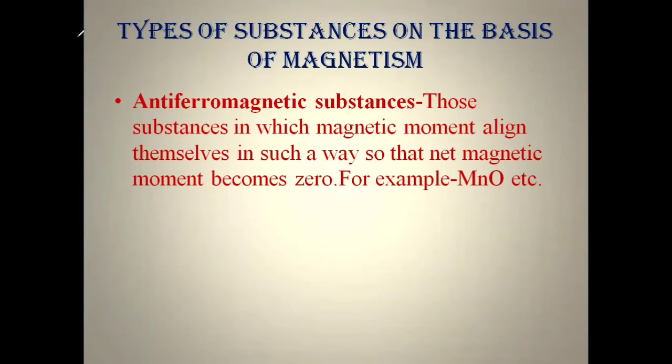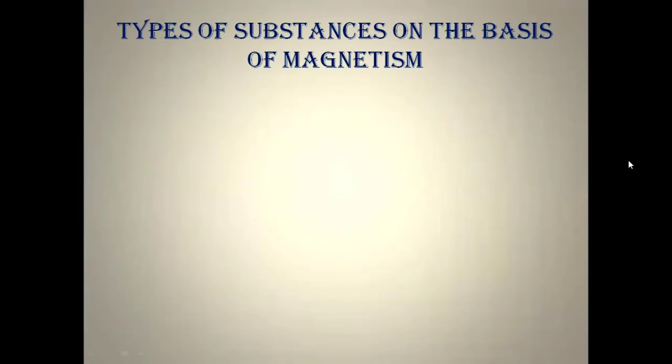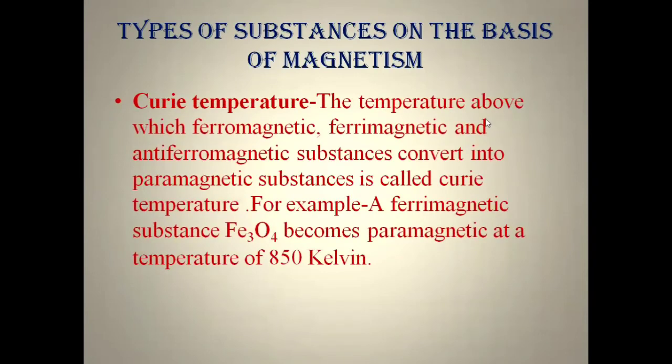Now there is a last topic of this chapter. This is called Curie temperature. We know ferromagnetic substances, antiferromagnetic substances, and ferrimagnetic substances. These are the magnetically aligned substances. It means in these cases the magnetic moments are aligned. But whenever these substances are heated, then after crossing a particular temperature, their magnetic moments will not remain aligned and they become random. And these substances will convert into paramagnetic substances.